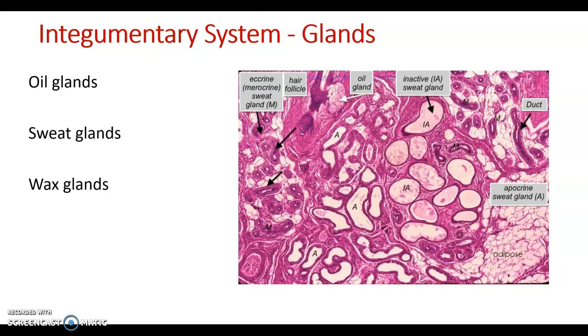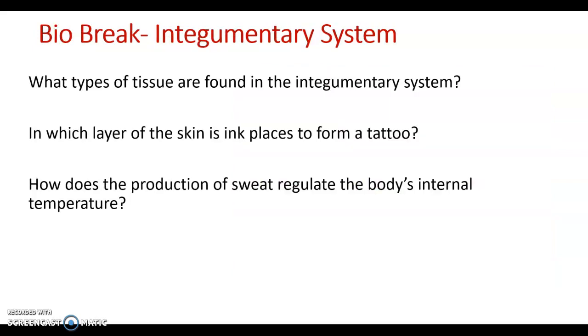Wax glands are modified sweat glands, and these are found only in the internal ear canal. So it's the only place on our body where we're going to be producing wax, and that wax helps to trap small particles from entering the body. Okay, so those are all the parts of the integumentary system.